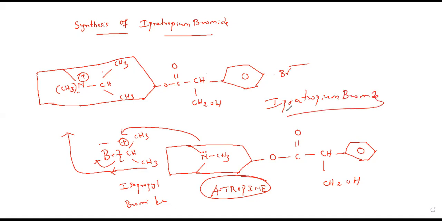So this is about the synthesis of ipratropium. Ipratropium bromide can be synthesized from the reaction of tropine and tropic acid, where it will undergo a dehydration reaction with removal of one water molecule to form atropine. Then atropine reacts with isopropyl bromide to form ipratropium bromide. And majorly, ipratropium bromide can be used in the treatment of COPD, chronic obstructive pulmonary disease, and asthma. Okay, thank you.